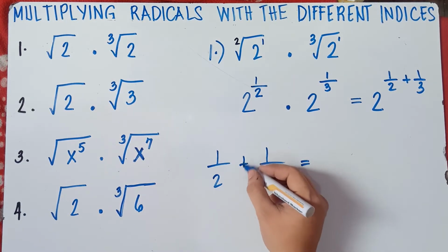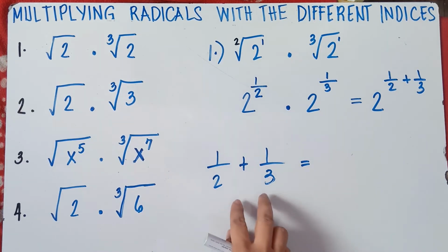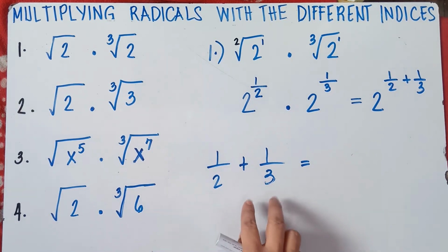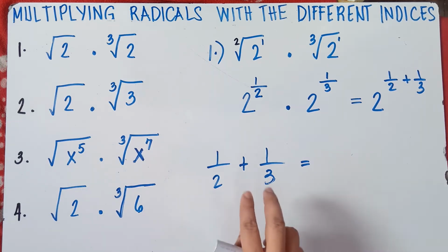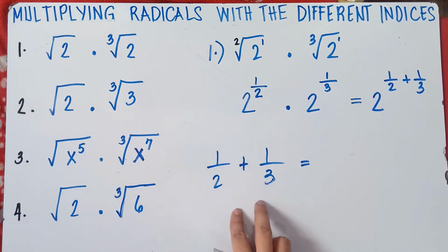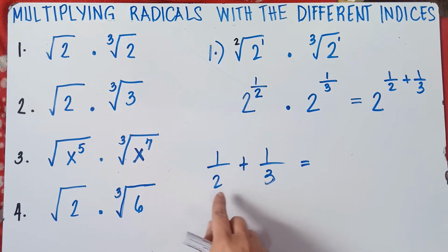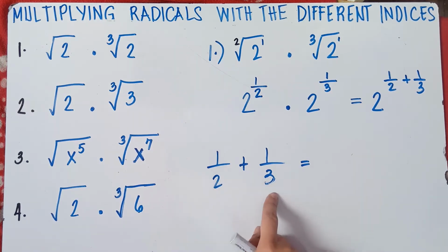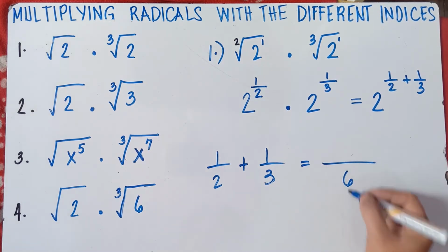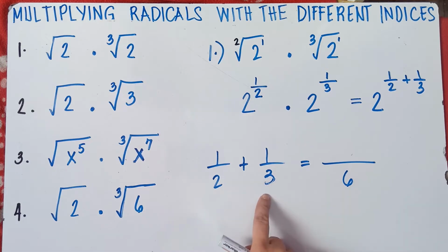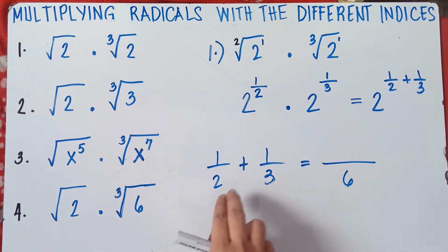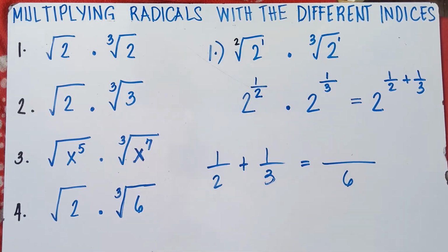So what would be the answer, class? 1/2 plus 1/3. We have 2 solutions to add fractions. The first solution is we can find the LCD, the least common denominator. What would be the least number that we can divide by both 2 and 3? Of course, that would be 6, right? We can divide 6 by 2, and we can also divide 6 by 3. So the LCD of 2 and 3 is 6.